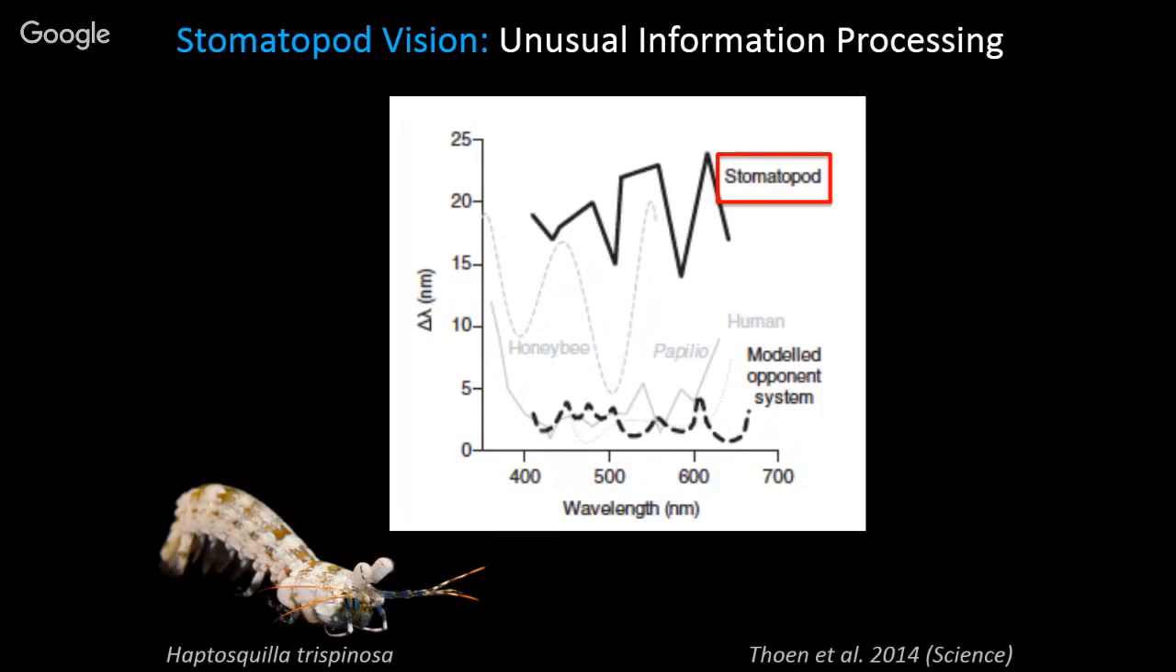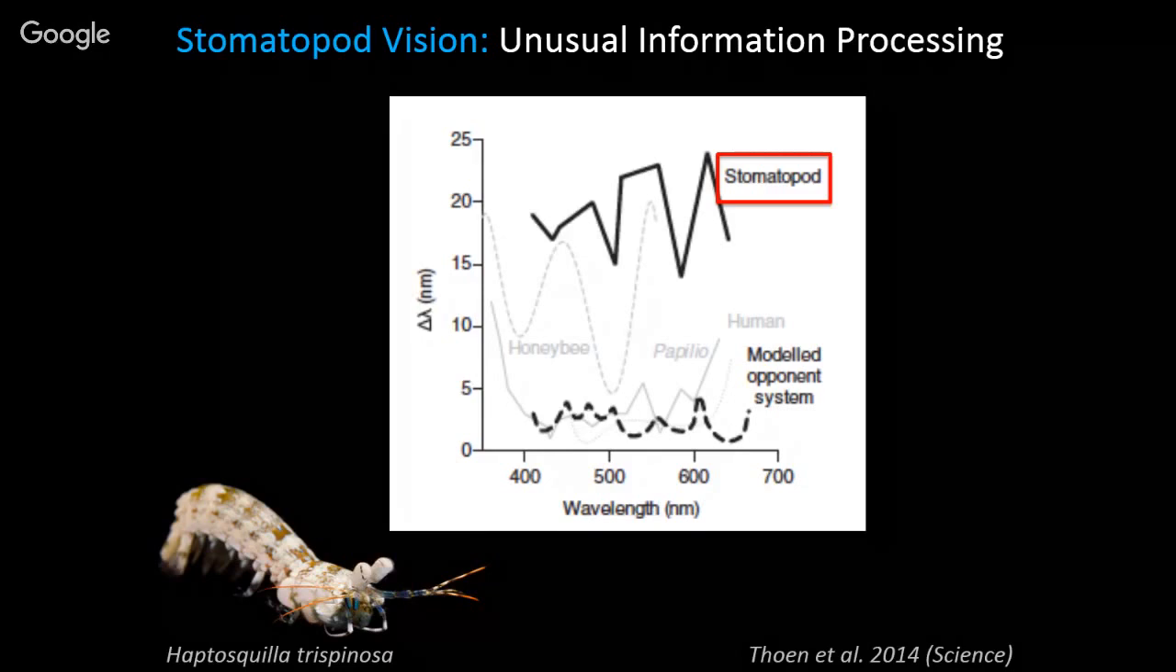So what you find is that black line on the top is the color discrimination ability of Haptosquilla trispinosa, the species she was working with. And it is worse at discriminating colors than any other animal tested. So you have to get to 10 or 15 nanometers apart before the stomatopod can tell that there are two different colors. So why is that?